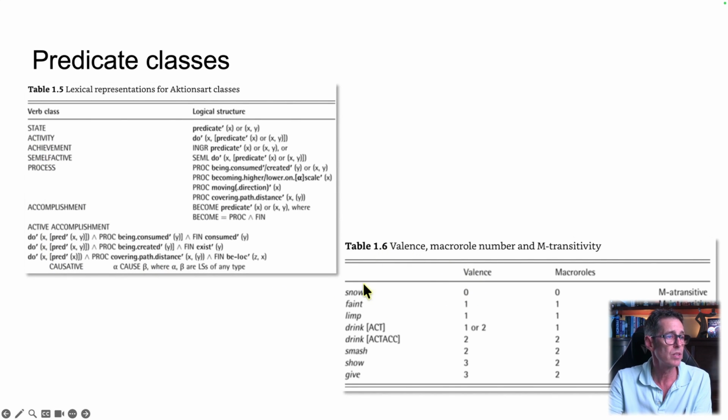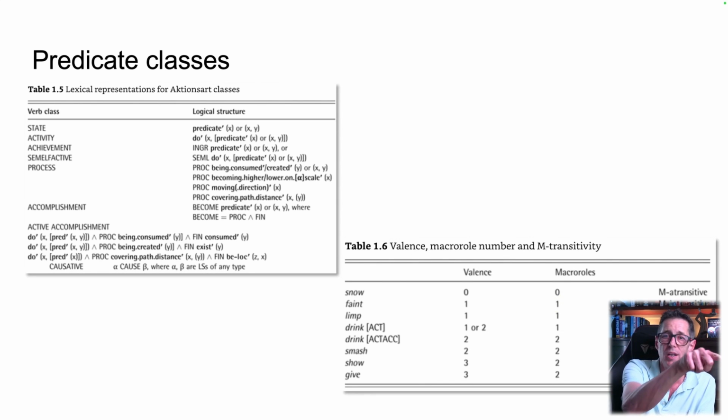And over here in this other table, we can see examples of different predicates. So snow, for example, has no roles. So when we say it is snowing, we're not saying it. We're not pointing at the it thing. No, we're saying it's snowing. And English doesn't allow you to say snowing by itself. So to put it in a sentence, you give it some tense with is, and you've got it is snowing. No arguments. Faint has one.